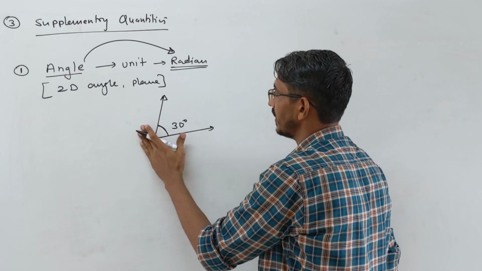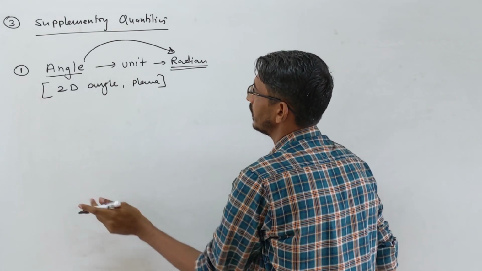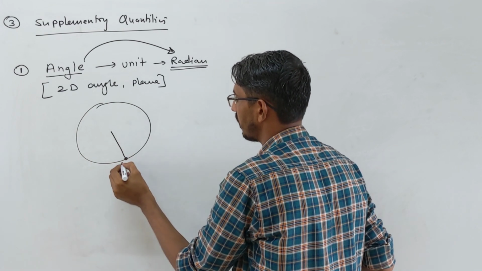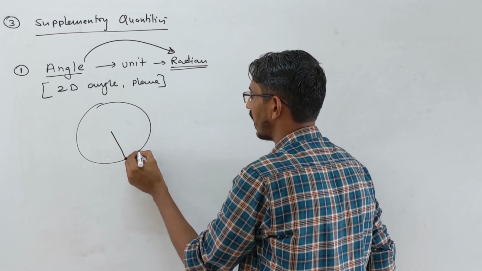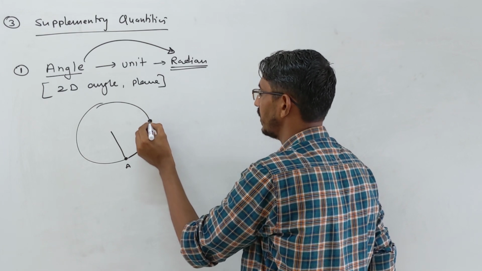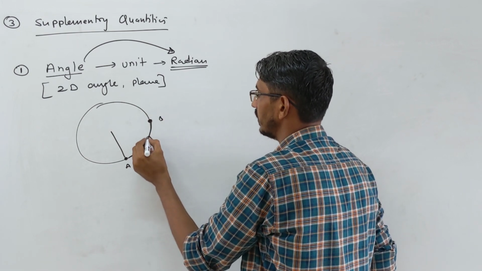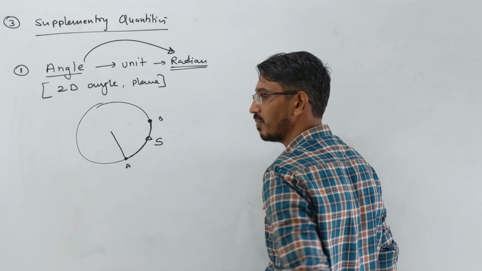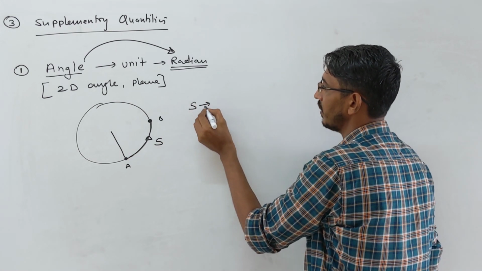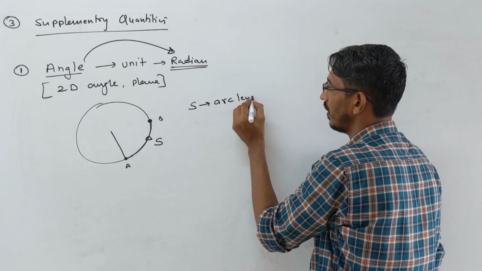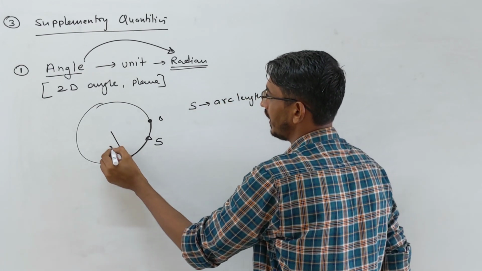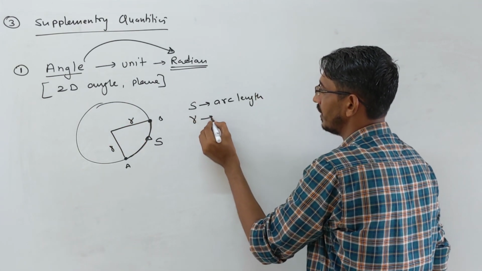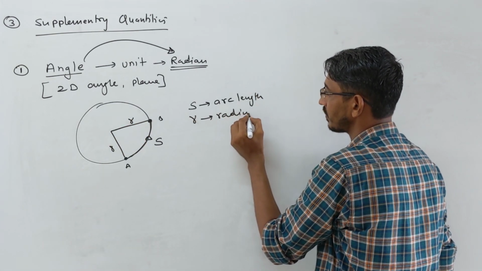How do we define this? Let's write the formula for this. Suppose this is a circle, and somebody starts from point A, moves along the circumference and comes to point B. That much distance travelled, we call it the arc length. Let's represent it by the symbol S. S is your arc length, and this is the radius R. R is the radius of this circle.